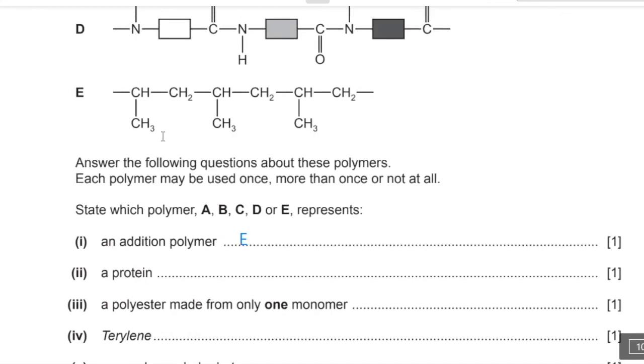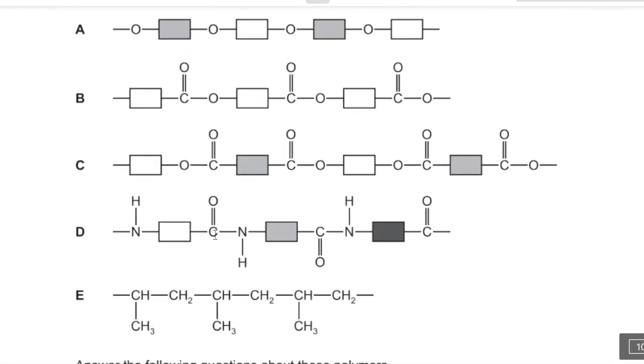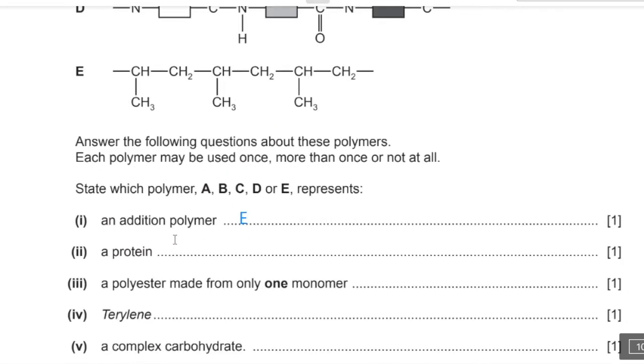A protein. So here you need a structure with an amide link, which is this one, D. This is the amide link of carbon double bonded to oxygen and also bonded to nitrogen, which is bonded to a hydrogen atom.